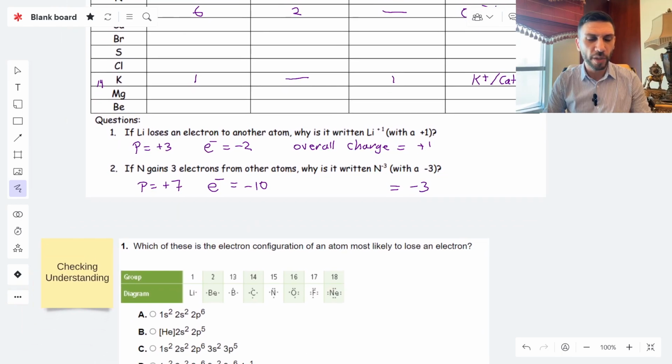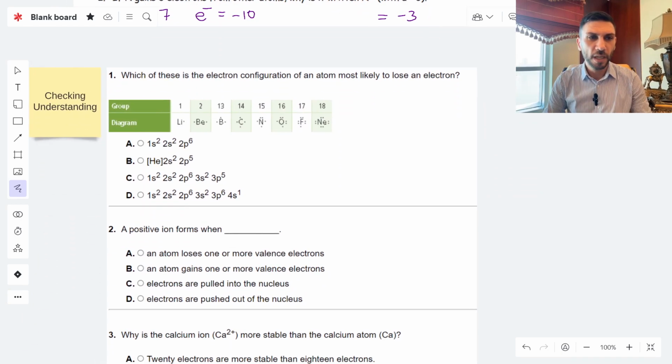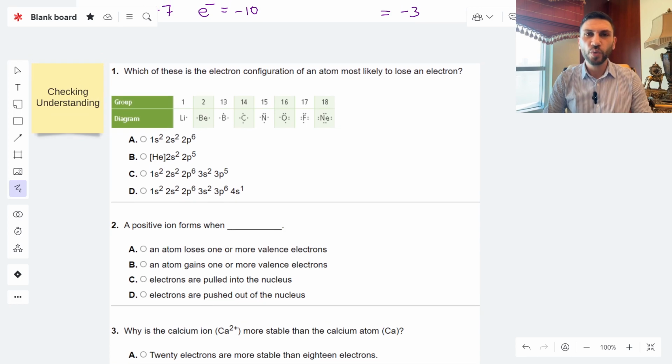Let's check now our understanding of this lesson. The first question, those questions came in the MSAT in previous exams. Which of these electron configurations of the atom is most likely to lose 1 electron? Let's check the first electron configuration: 1s2, 2s2, 2p6. In the outer shell we have 8 electrons. That means it's not losing or gaining. It's a noble gas configuration, so it's stable.